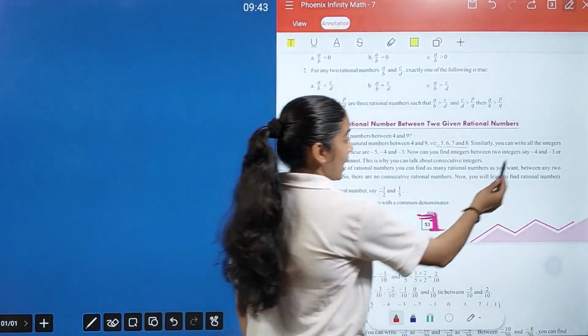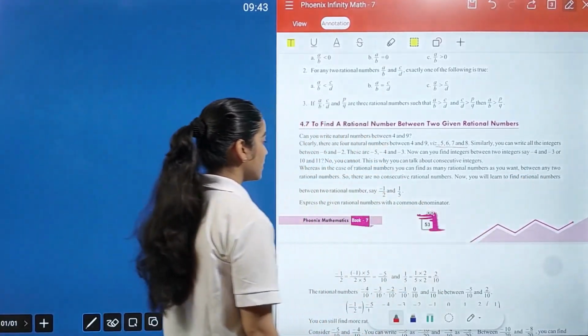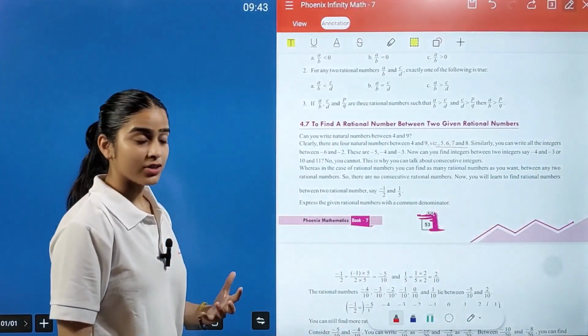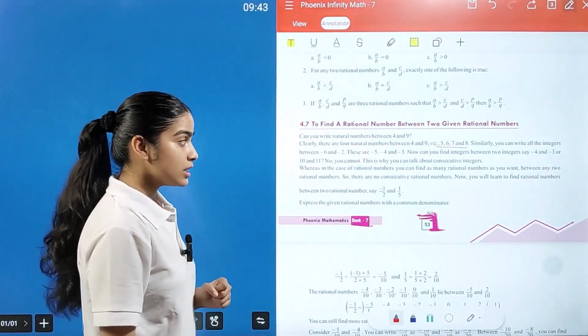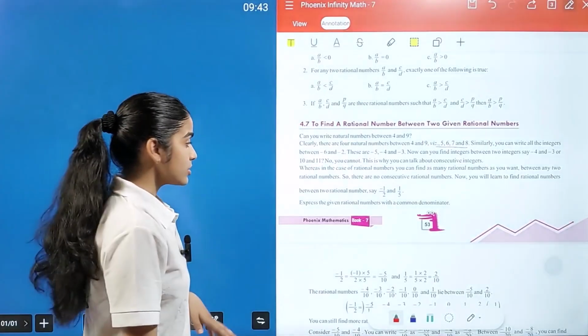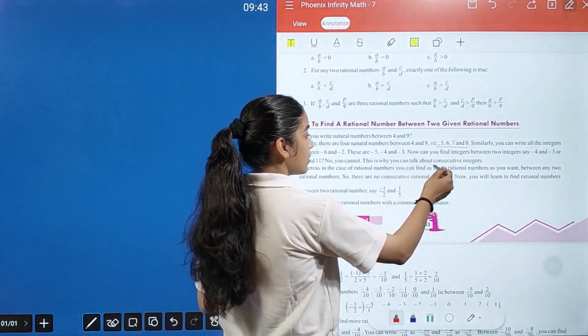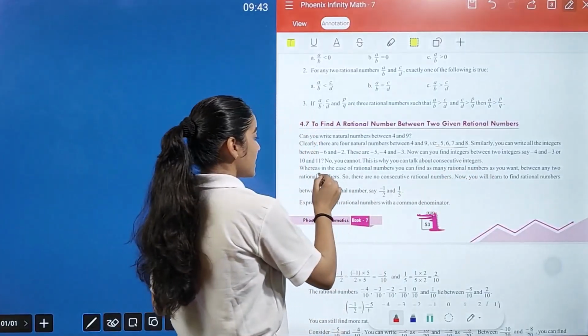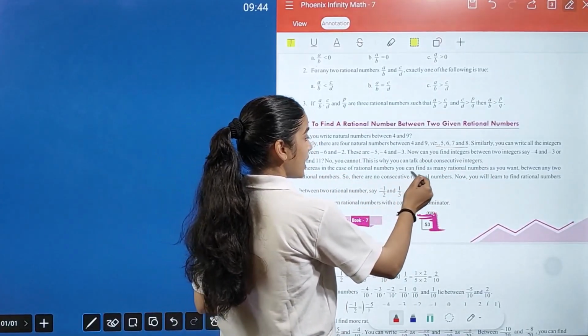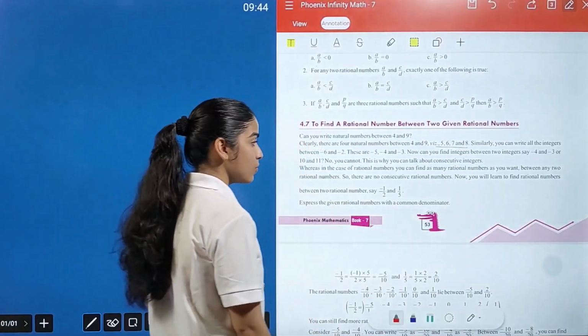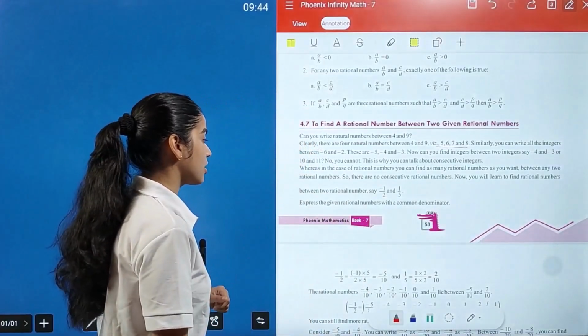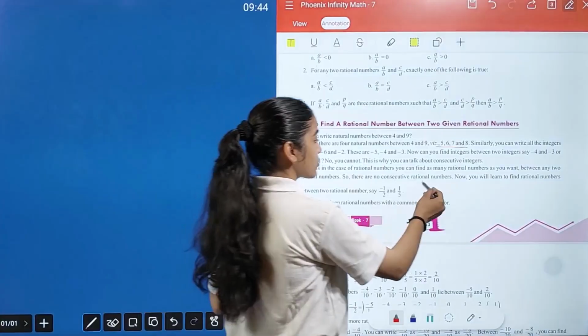But between minus 4 and minus 3, how can we represent rational numbers? In this case, first you have to convert into rational numbers. This is why you can talk about consecutive integers, whereas in the case of rational numbers you can find as many rational numbers as you want between any two rational numbers. So there are no consecutive rational numbers.